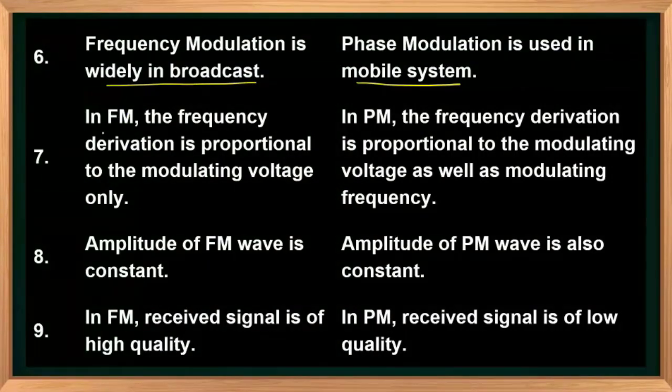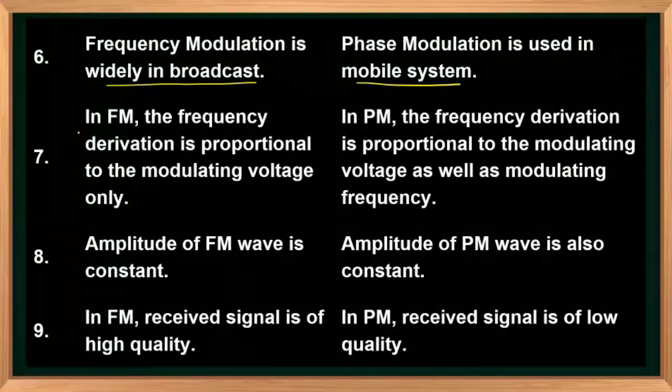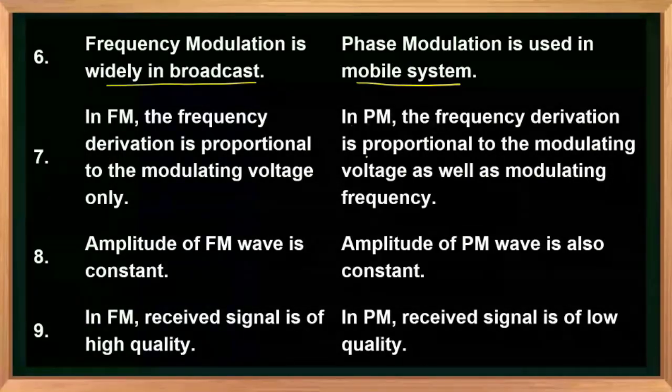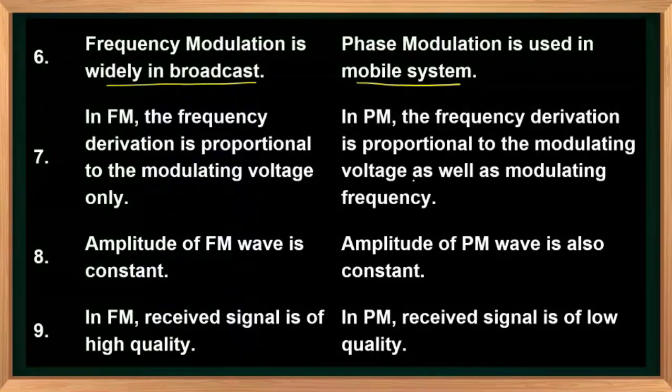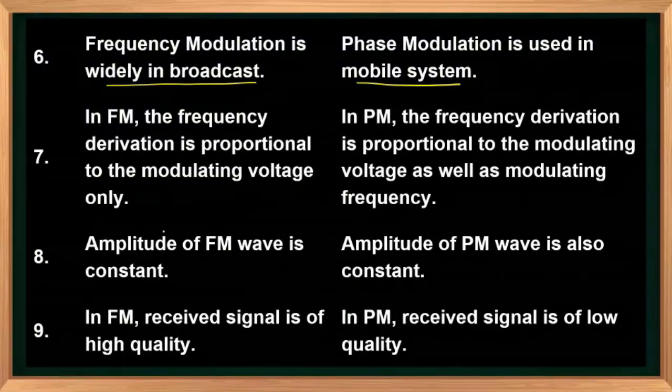Next point: in FM, the frequency deviation is proportional to the modulating voltage. This we have already discussed. In PM, frequency deviation is proportional to the modulating voltage as well as the modulating frequency. A slight difference. The eighth characteristic is that the amplitude of the FM wave is constant. For a PM wave also, the amplitude remains a constant value.